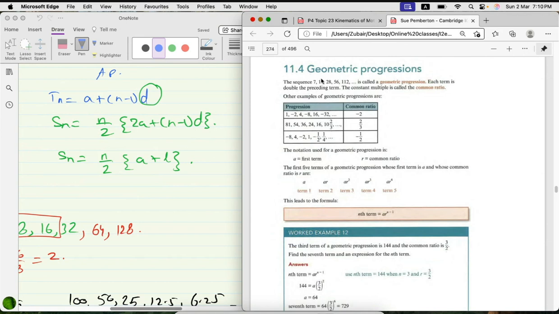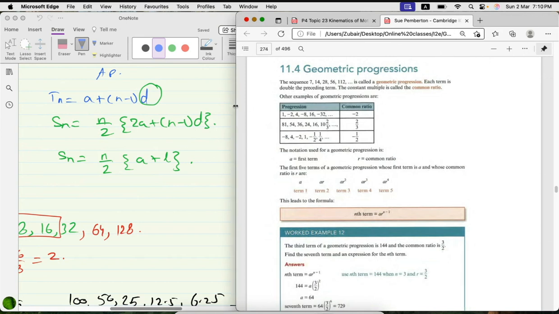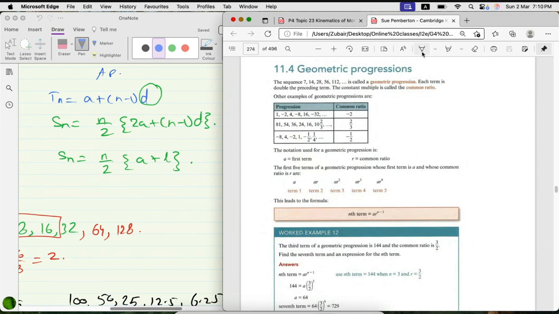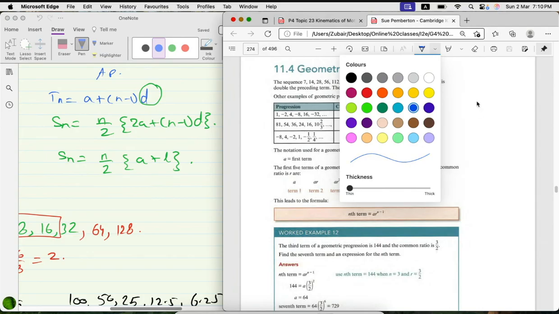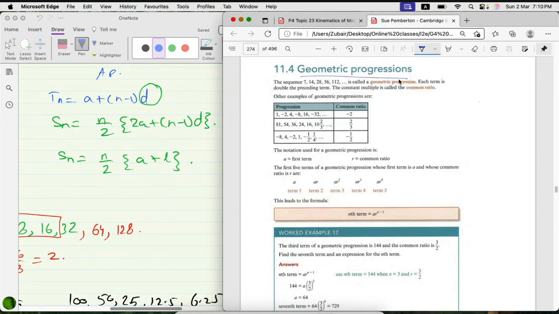Now geometric progression. Okay. Geometric progression sequence is given, for example, 7, 14, 28, 52, 112. As we can see that these are being doubled. So R in this case is equal to 2. The progression is given and common ratio is given.